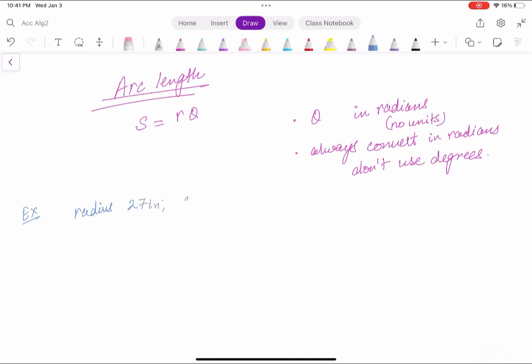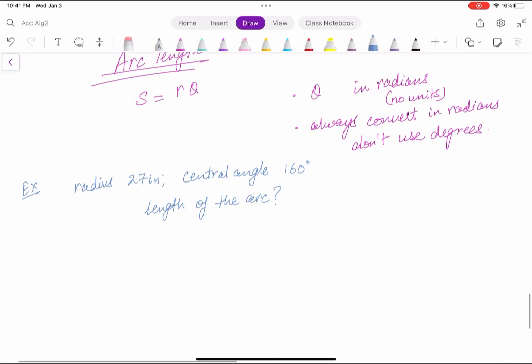So let's take one example. The radius is given as 27 inches, and the central angle is given as 160 degrees. Again, now this is in degrees, right? So my first line of action would be to convert the degrees into radians. And they want to know what will be the length of the arc. So first things first, let's convert degrees into radians.